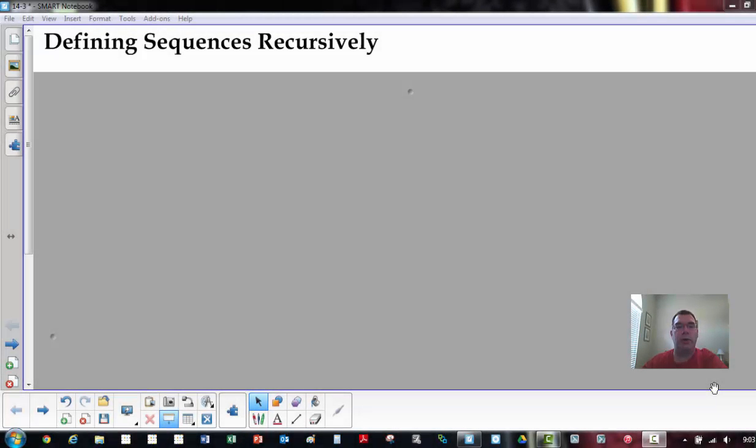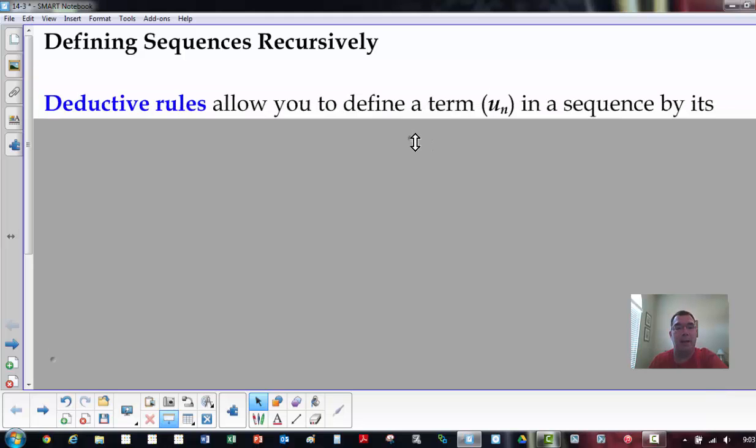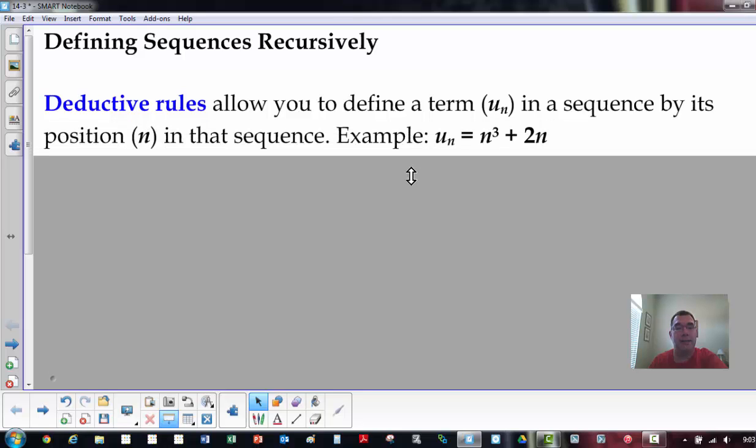Hello again. We are going to talk about recursive sequences or recurrence relations for the next few videos while we complete out this chapter. So we're going to talk about, first of all, what recursive sequences are and what they look like. So there are ways to define them. First, we can use deductive rules, and they allow you to define the nth term just by using n, not using any terms that come before it. And we'll talk about that in the next slide.